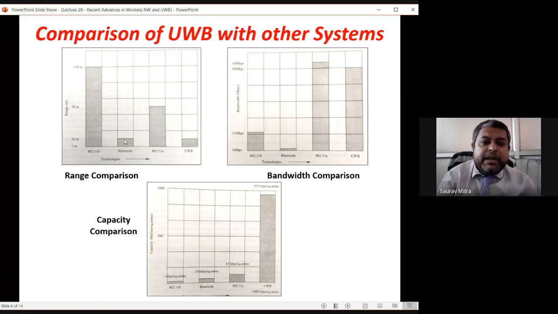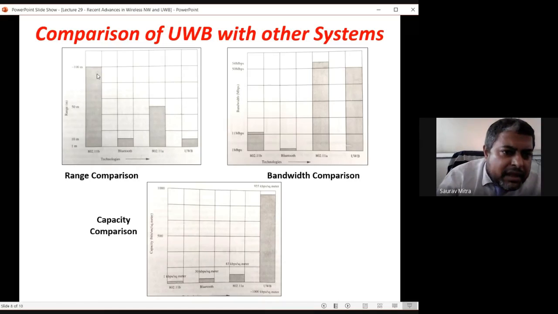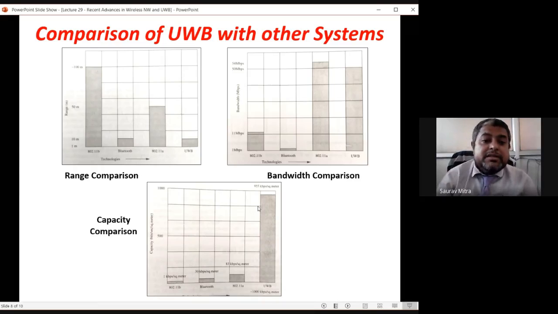For Bluetooth we find that the communication range is very small, 10 meters, whereas 802.11b has a communication range of 100 meters. So 802.11b has a very high communication range. Please understand all these three graphs very clearly, because a comparison related question can be asked in the exam.